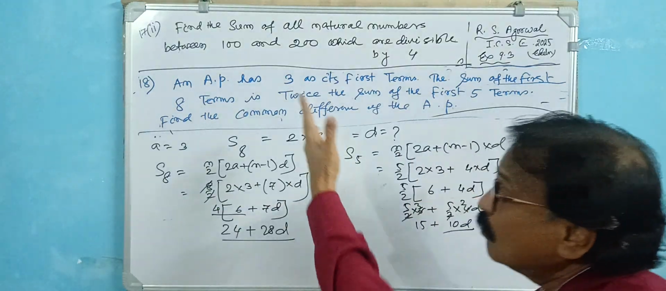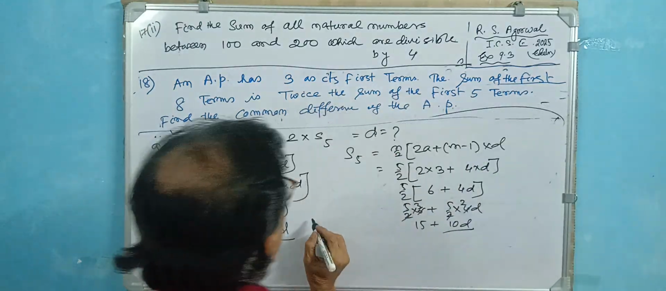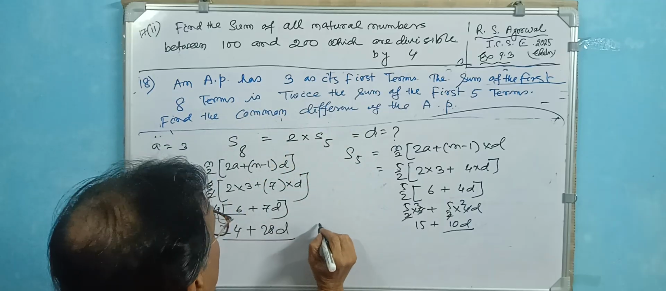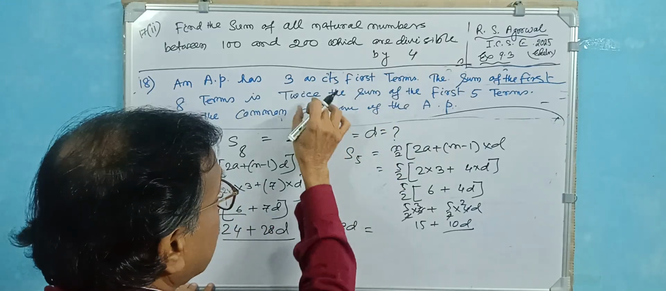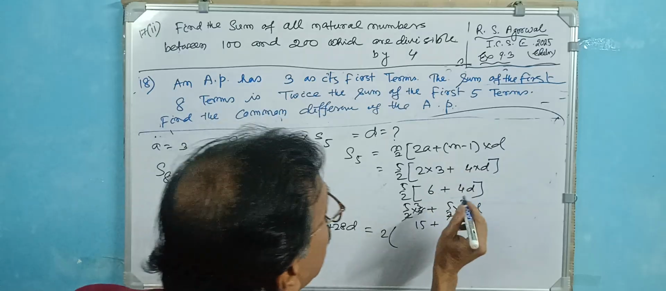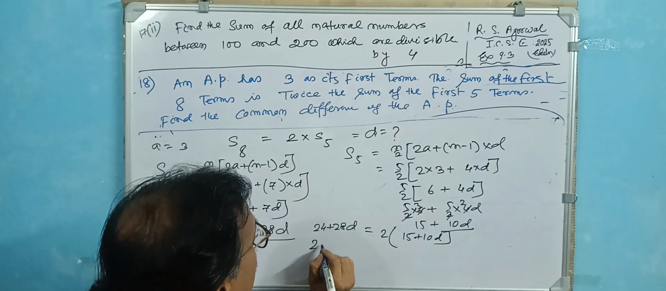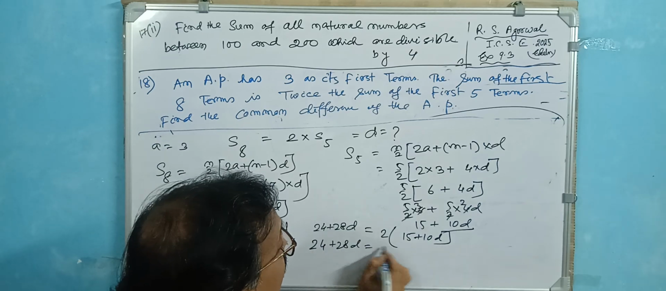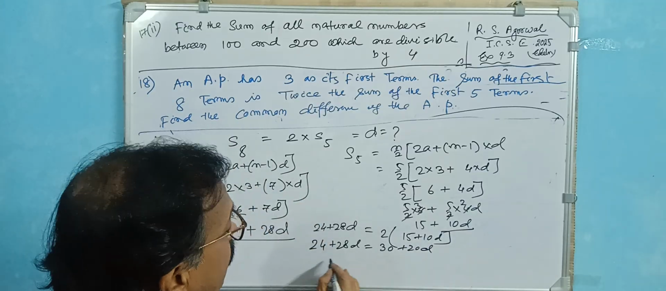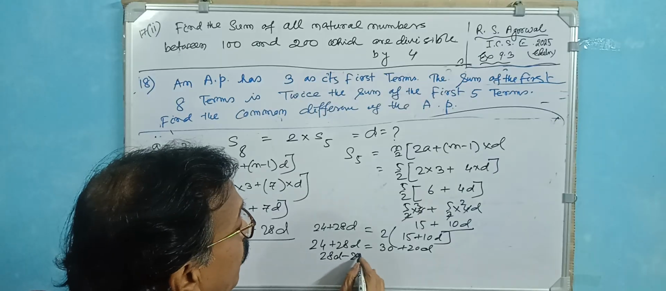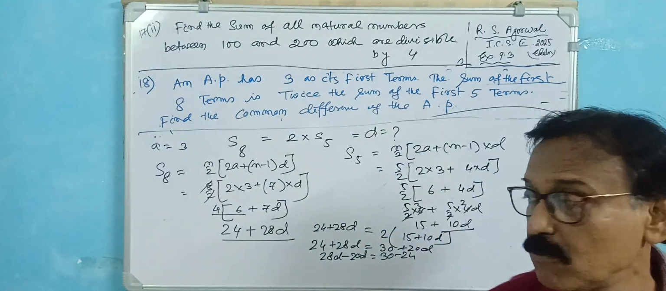Clear? But the equation you just form: the sum of the 8 terms is twice of this. So given, 24 plus 28D is the sum of the 8 terms, that is equal to twice the sum of the 5 terms. So the S5 is this. From there you calculate 24 plus 28D is equal to 30 plus 20D. So you just shift here, 28D minus 20D, that is 30 minus 24. Okay? From there you calculate, no problem.